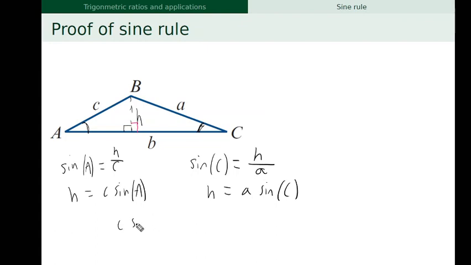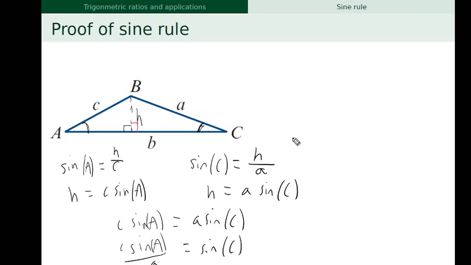Now we can see we've got h equals this, h equals that, so they must be the same, right? So c sine A is equal to a sine C. Now I'm just going to divide both sides by a, so I get c sine A on a is equal to sine C. And now divide both sides by c. I'm just going to write it up here. So sine A on a is equal to sine C on c.